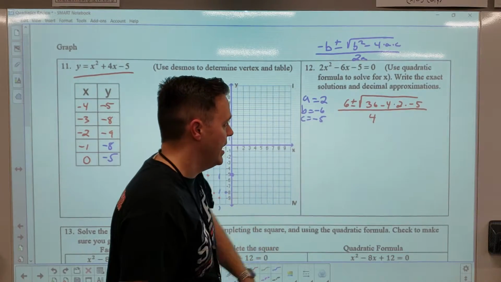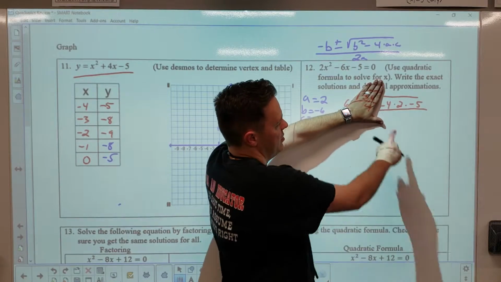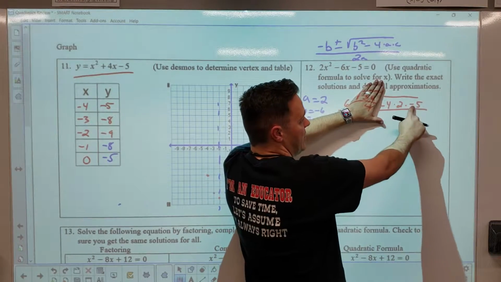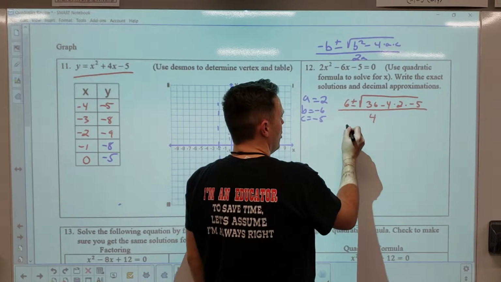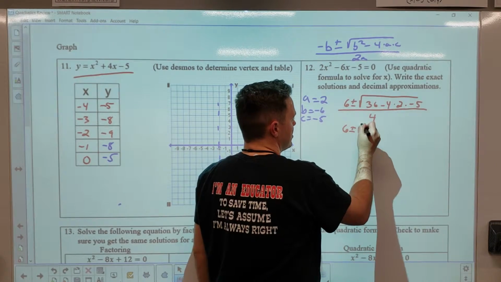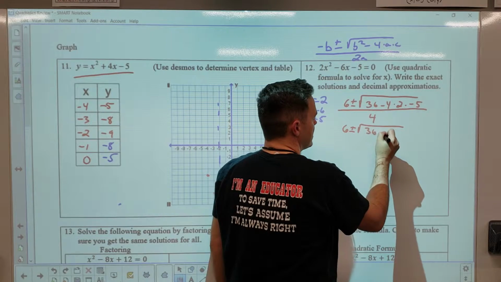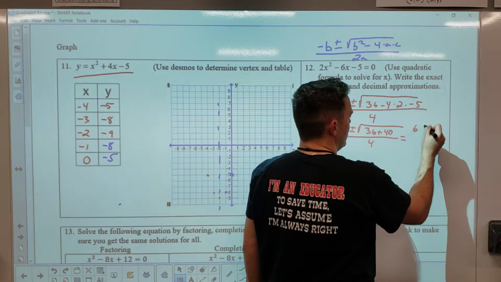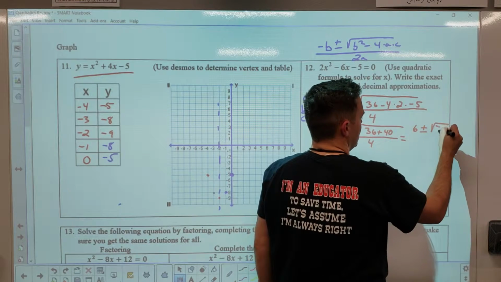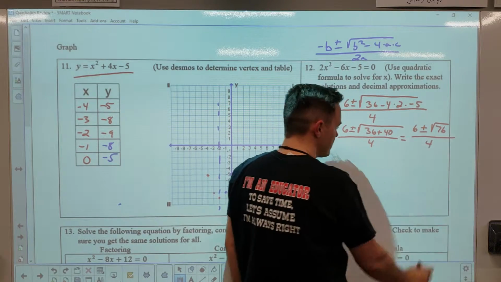Then you simplify, okay? Cover this up and think about it. Negative 4 times 2 is negative 8. Negative 8 times negative 5 is positive 40. Okay, so it would be 6 plus or minus the square root of 36 plus 40, over 4, which would simplify to this: 76 over 4.